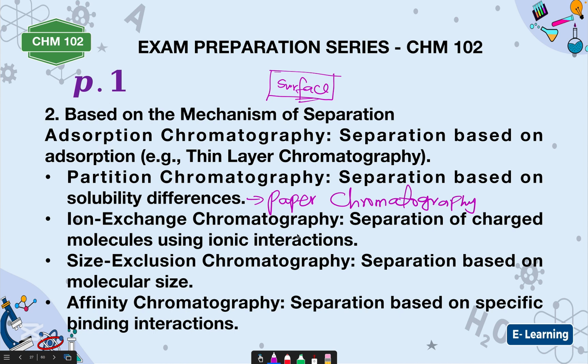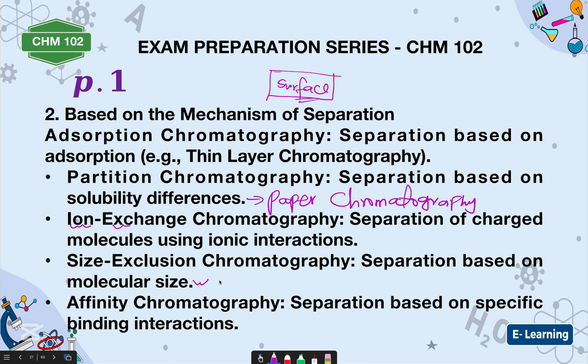Then we have ion exchange chromatography. This one is the separation of charged molecules using ionic interaction. As the name implies, ion exchange has to do with what? Ions. Then size exclusion chromatography. Separation is based on molecular size. It's more like a filter. The ones with low molecular size will come out first, while the ones with high molecular mass will be retained. Then affinity chromatography. This one, the separation is based on specific binding interaction. Now, nobody will ask you detail on this.